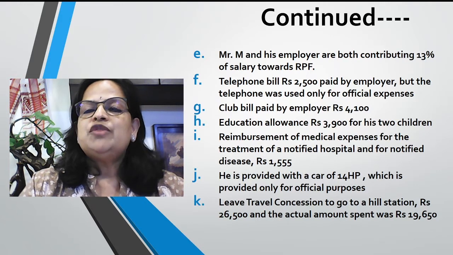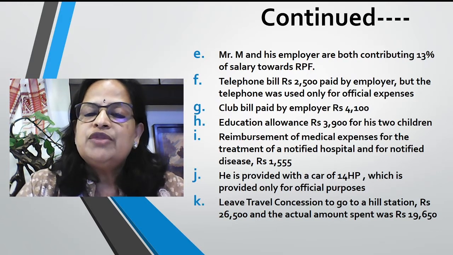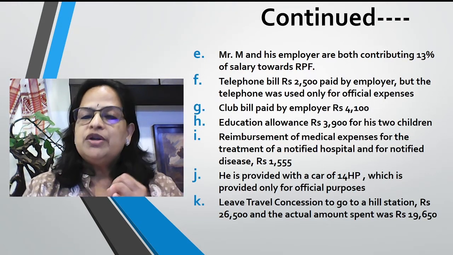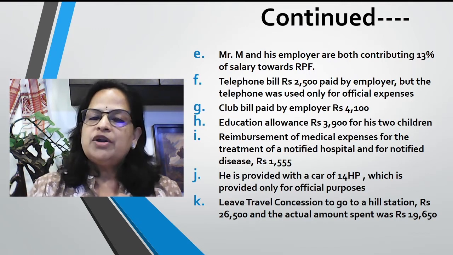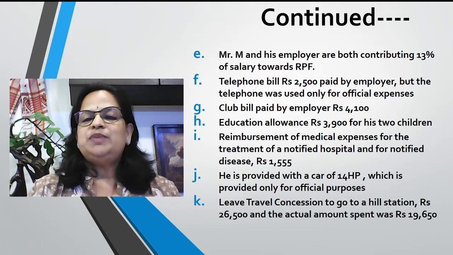Now reimbursement of medical expenses for the treatment of a notified disease in a notified hospital, rupees 1,555. If it is a notified disease and notified hospital, it will be exempted. If it's a notified treatment but from a private hospital, it will be taxed. He is provided with a car of 14 HP, meaning less than 1.6 cubic liter capacity, which is provided only for official purposes. If the car is provided only for official purposes, it will not be taxed.